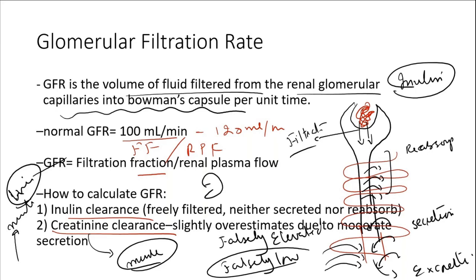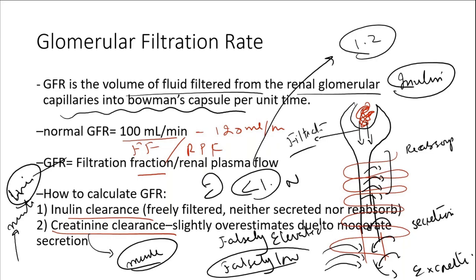And let's say someone is very muscular. Creatinine is normally less than 1.1, this is normal. If the patient is super muscular and the creatinine is 1.2, then it is actually normal. It's basically the muscle mass which is giving us a falsely elevated creatinine level. And it slightly overestimates GFR because of a moderate amount of secretion.